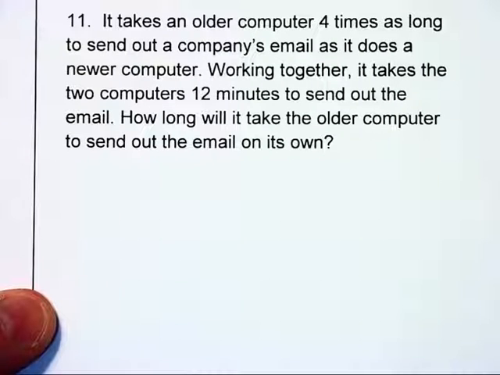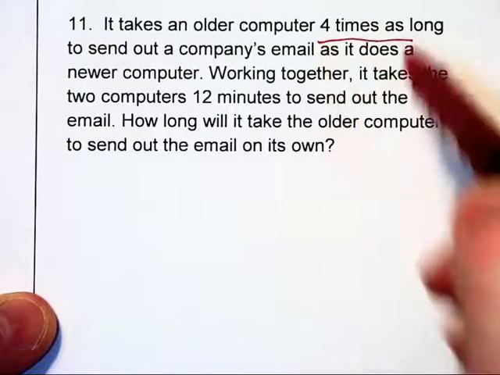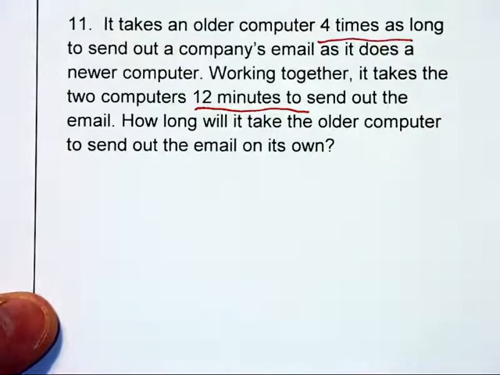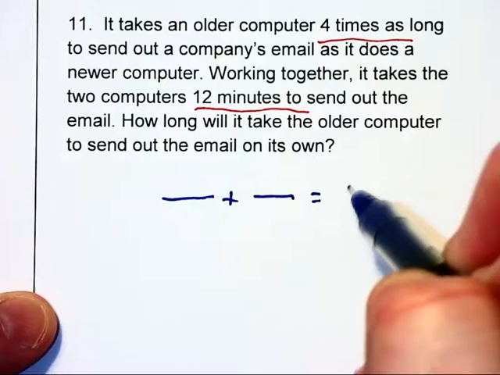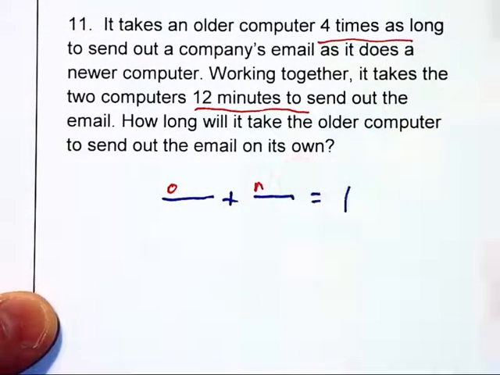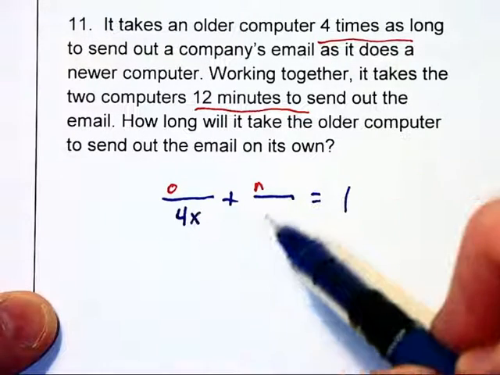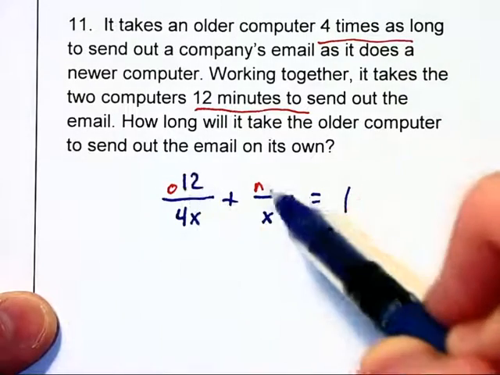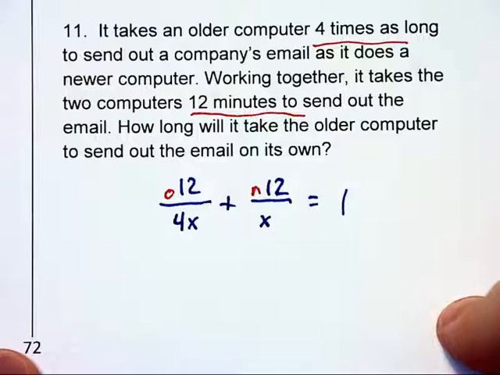In this last problem, we have an old computer and a new computer. One takes 4 times as long as the other, and 12 minutes for the two computers working together. So here we go. Fraction plus fraction equals 1. We have the older computer and the newer computer. It takes 4 times as long, so 4x for the older, x minutes for the newer, and 12 minutes is the together time that we're going to have there in the numerators, that they're actually working.